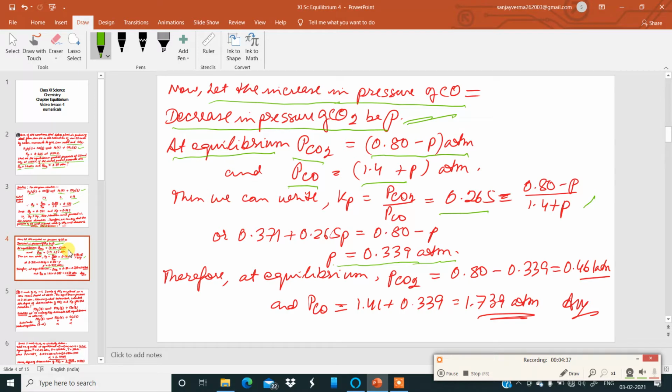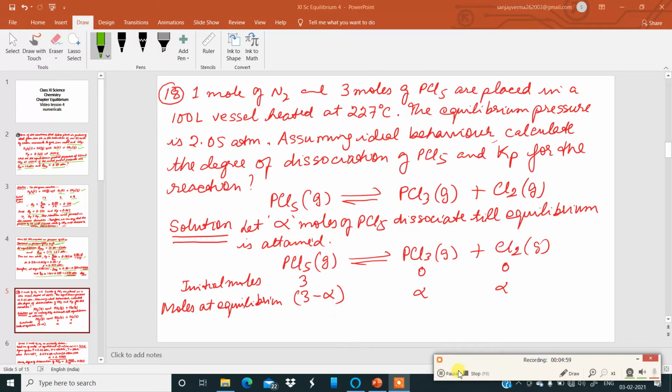Therefore, at equilibrium, pressure of carbon dioxide is 0.80 minus 0.339, that is coming to 0.46 atmosphere. Whereas the pressure of carbon monoxide is coming 1.4 plus 0.339, that is 1.739 atmosphere. Okay. So this is the solution for question number 17. Okay. Now, my dear students, look at question number 18. Question number 17 is over. Look at question number 18.